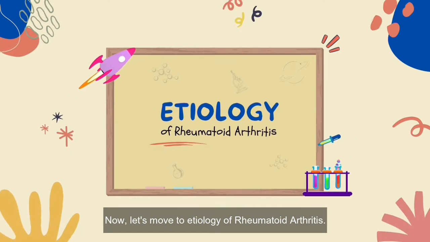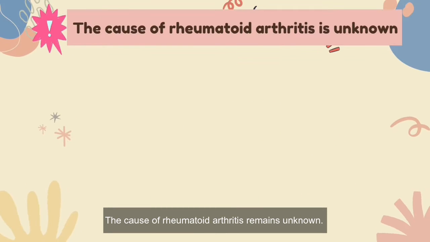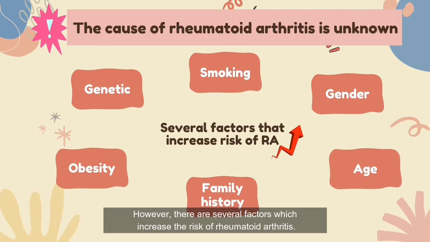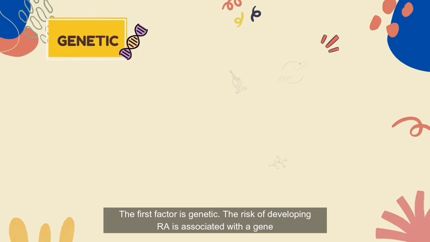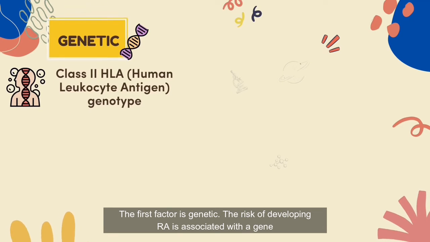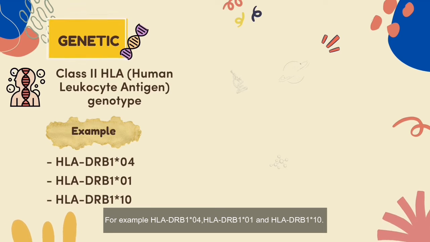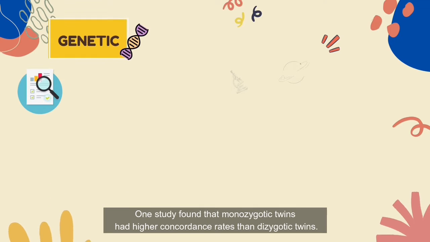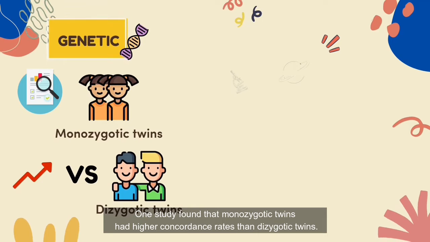Now, let's move to the etiology of rheumatoid arthritis. The cause of rheumatoid arthritis remains unknown, but there are several factors which increase the risk. The first factor is genetic. The risk of developing this disease is associated with a gene called class II HLA genotype, for example HLA-DRB1 04, 01, and 10. A study found that monozygotic twins had higher concordance rates than dizygotic twins.